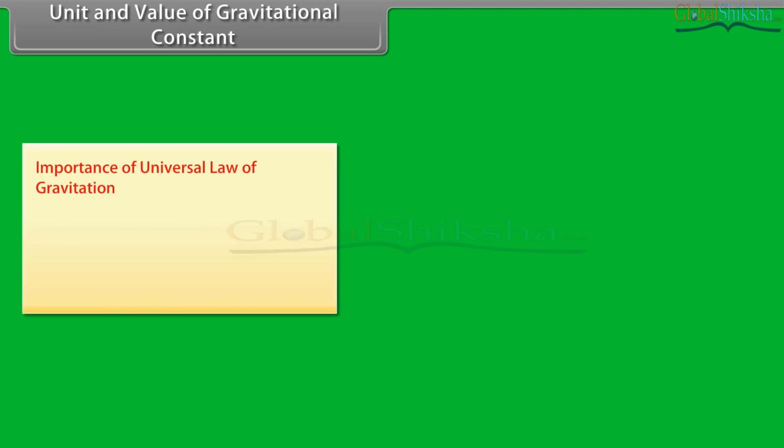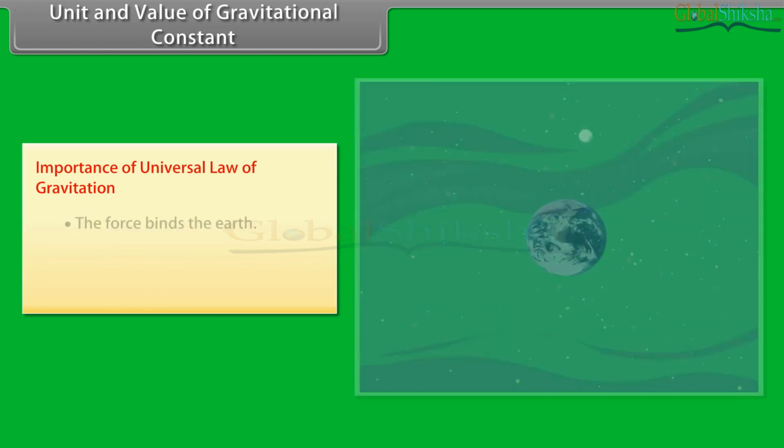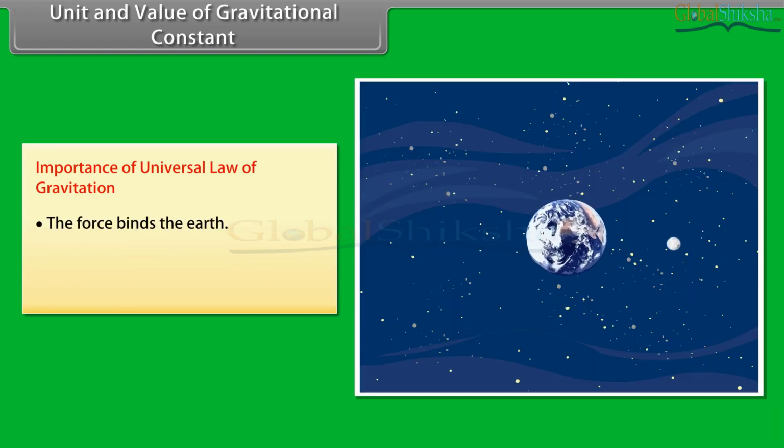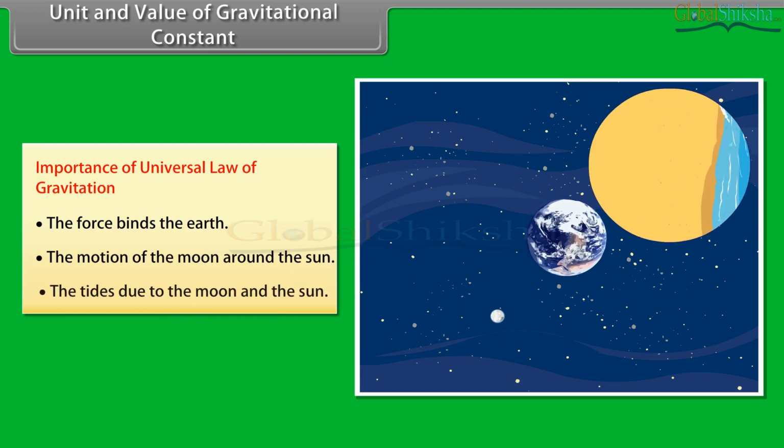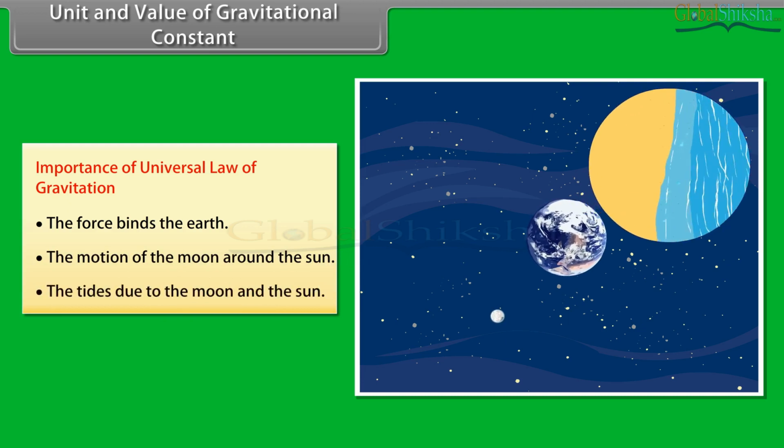Importance of universal law of gravitation. The force binds us to the earth, the motion of the moon around the earth, the motion of planets around the sun, and the tides due to the moon and the sun.